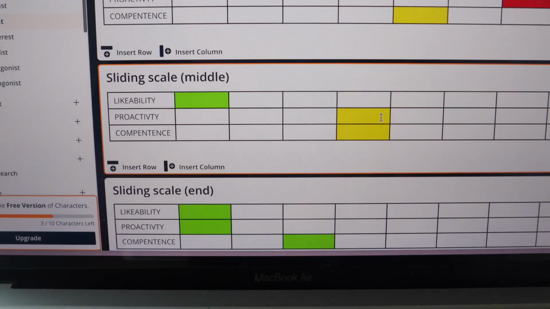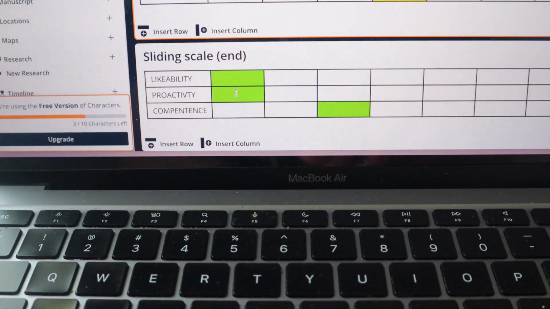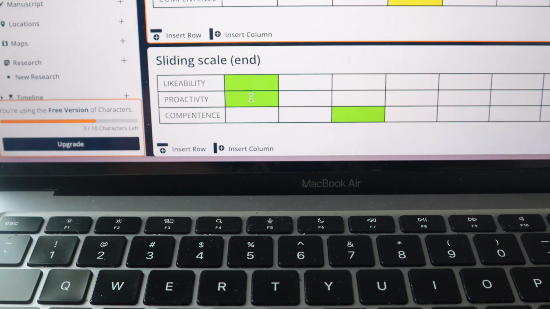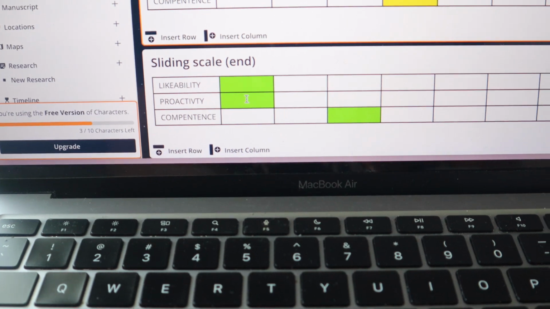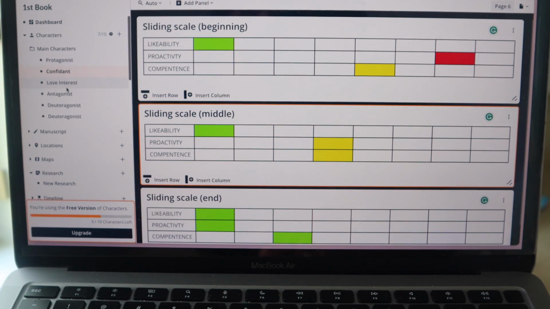So I put those together, and then by the end of the book, her likability will stay the same. Her proactivity will be at an all-time high because she has finally seen the world. This is what I'm working with right now. I'm going to go ahead and do that for my other main characters here.